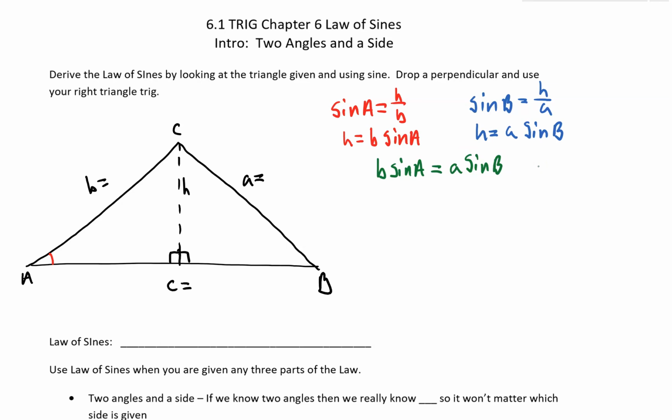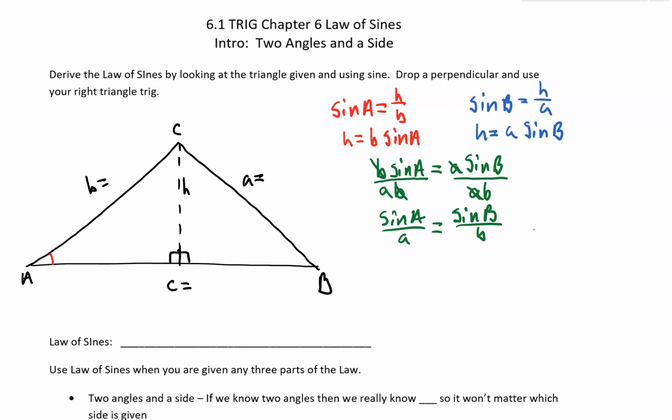And then I'm going to divide both sides by little b, and both sides by little a. So I'm going to divide this side by B and this side by B. I'm going to divide this side by A and this side by A. Obviously on this side, the B's are going to cancel out. This side, the A's are going to cancel out. And we are left with sine A over little a is equal to sine B over little b.